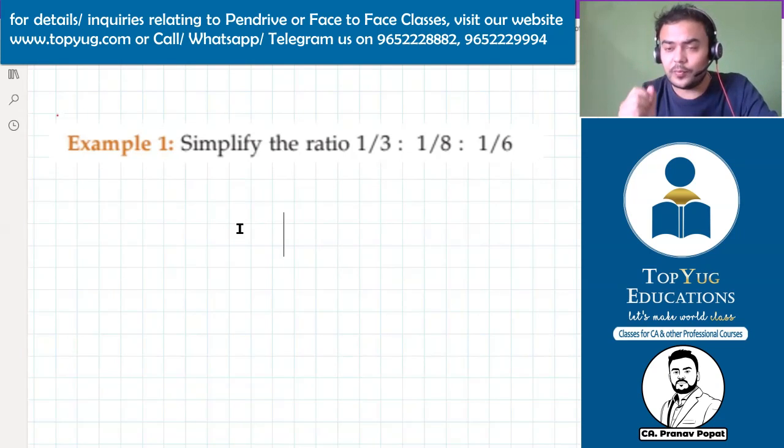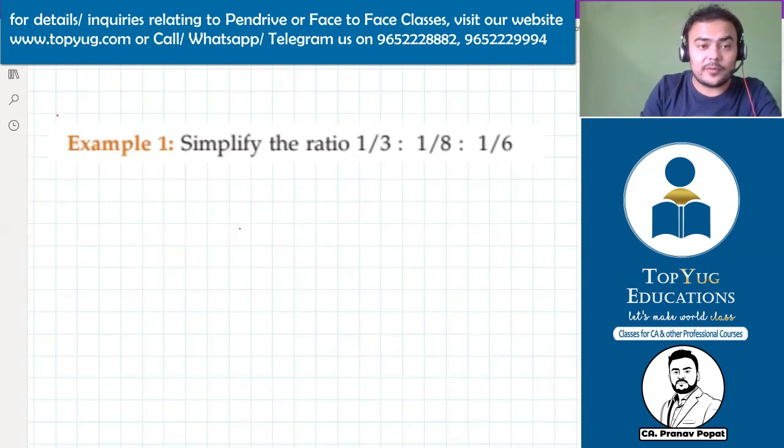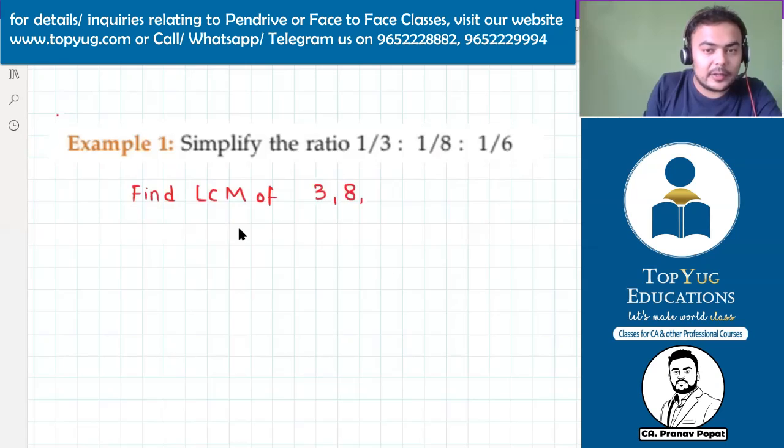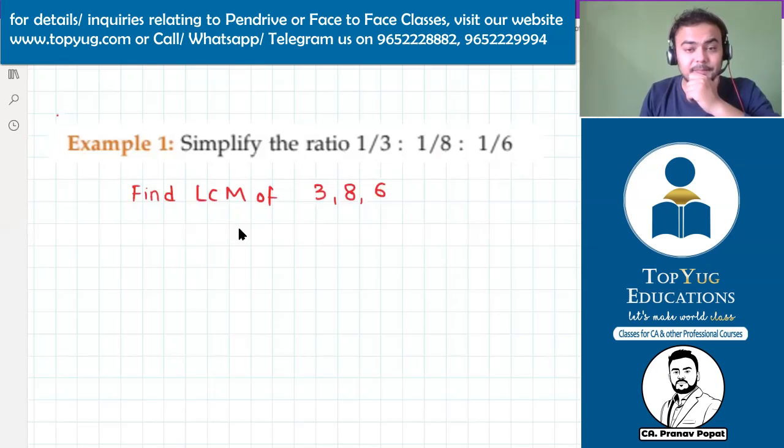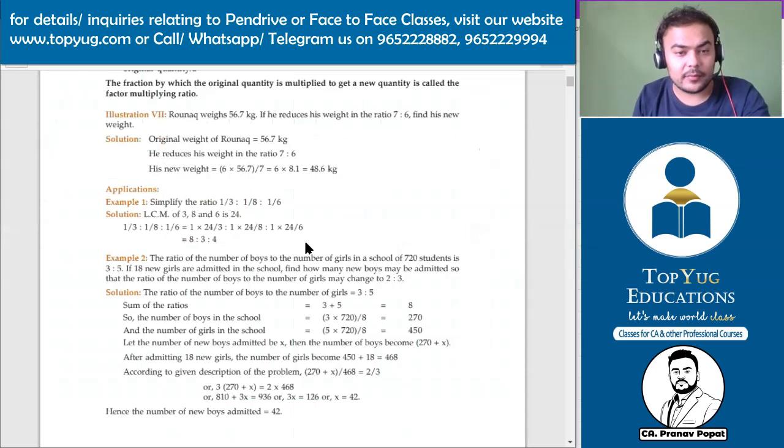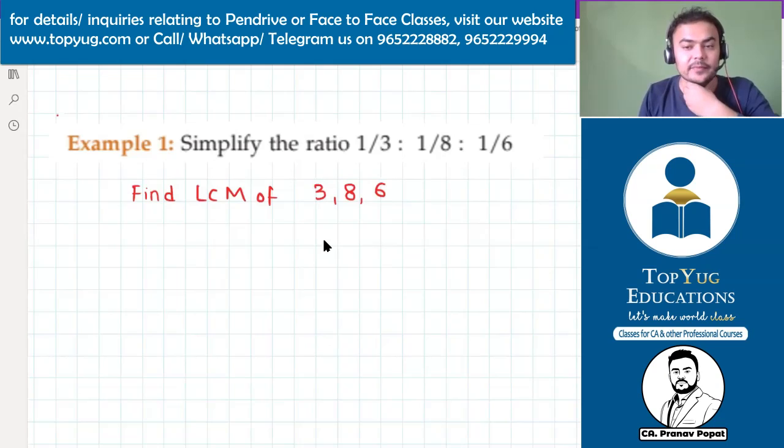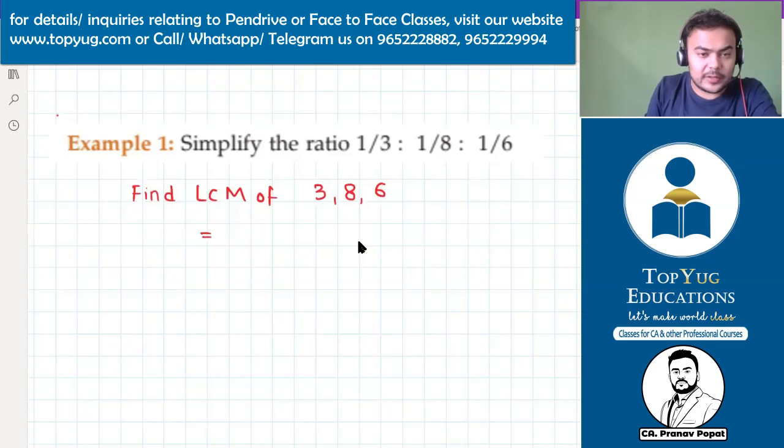Tell me, to make their denominators the same, what do I need to calculate? Sir, LCM. So LCM of what? Find the LCM of 3, 8 and 6. Tell me, what is the LCM of 3, 8 and 6? It should be 24. Okay. You all know, right? LCM, the least common multiple.